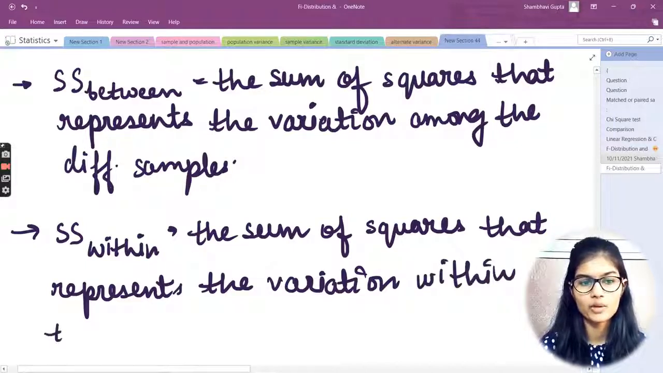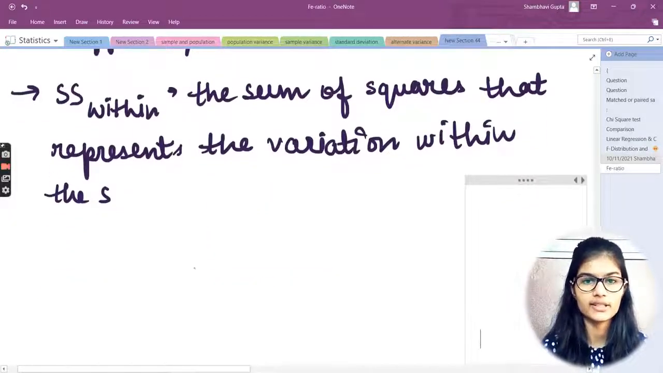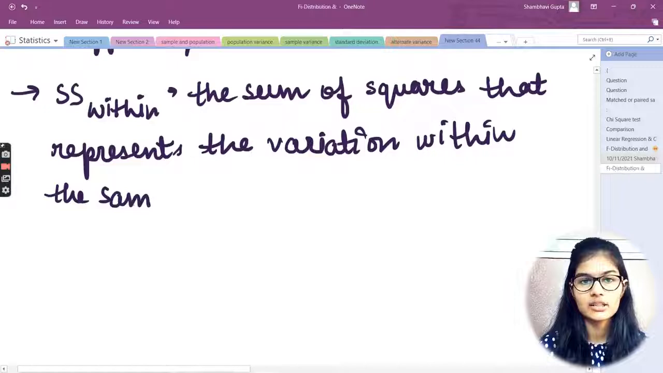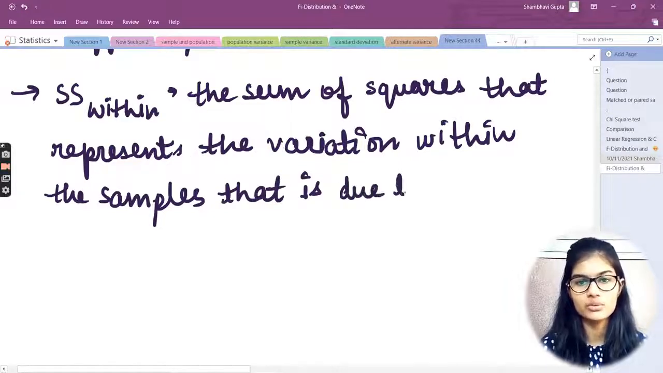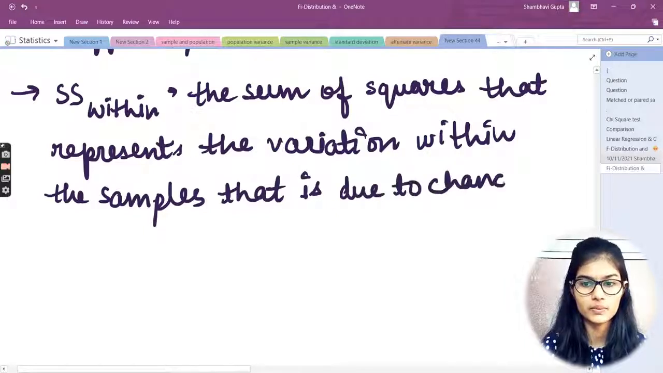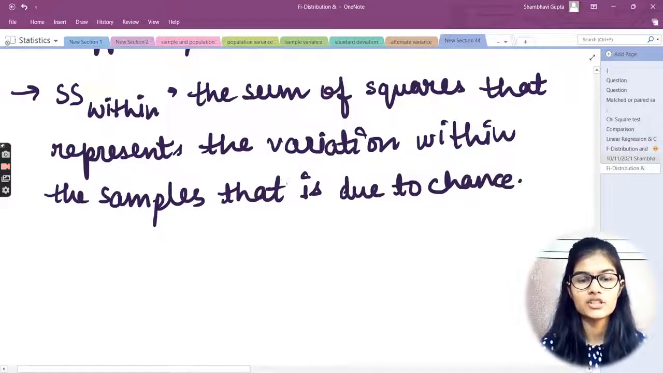Within the samples, let me just cut down here and get some space. So the sum of squares that represents the variation within the samples, that is due to chance. So here goes the chance. Great. So SS within is basically the sum of squares that represents the variation within the samples, and that is basically due to chance, right?